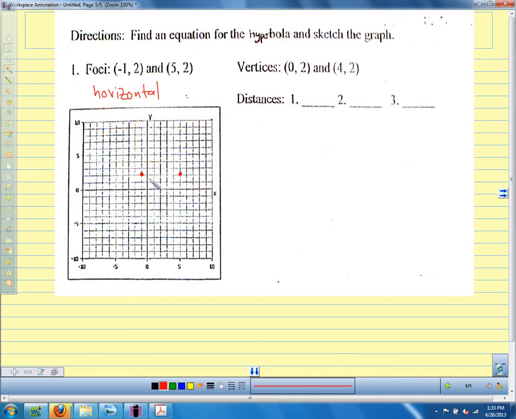So here is 0, 2 and 4, 2. So there are the vertices. From this information, what is our center? Where is our center going to be?